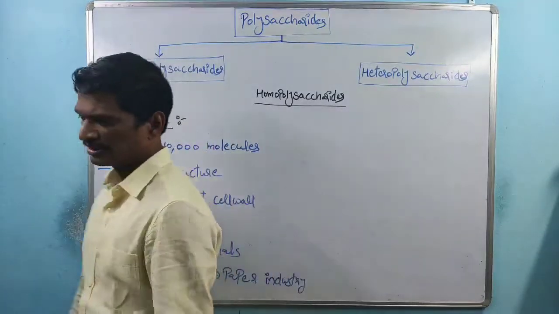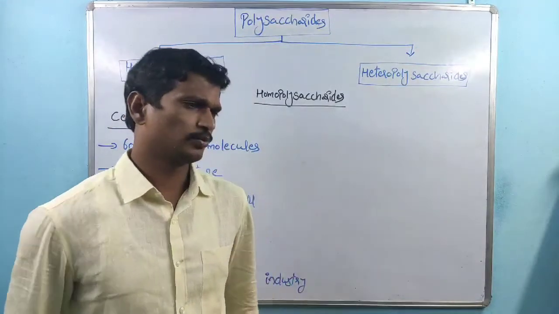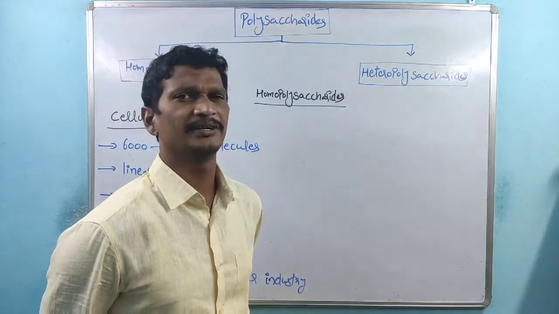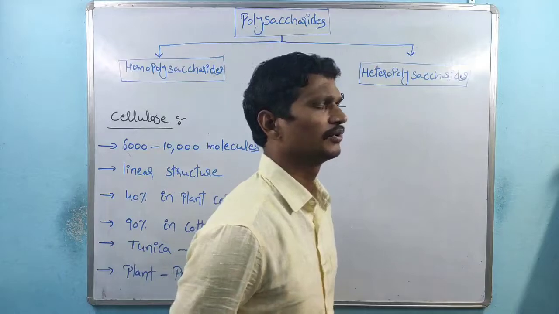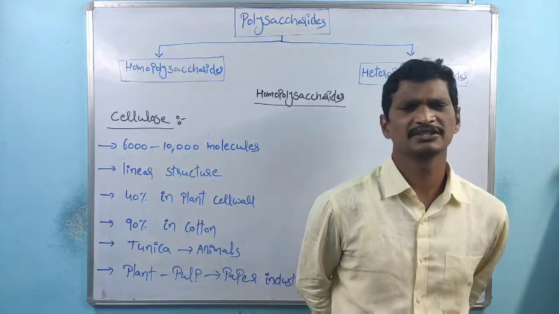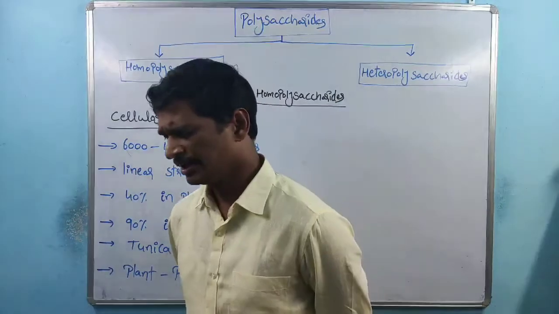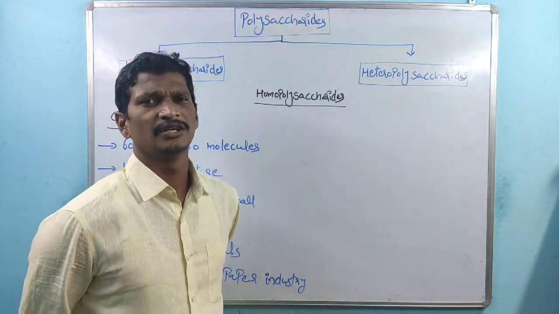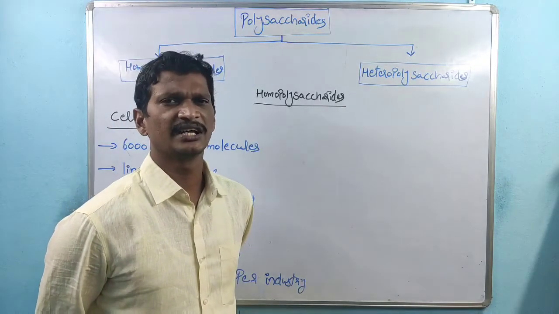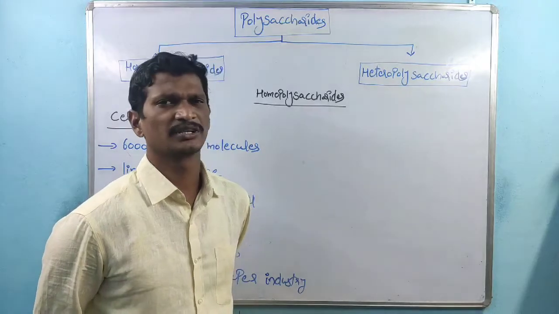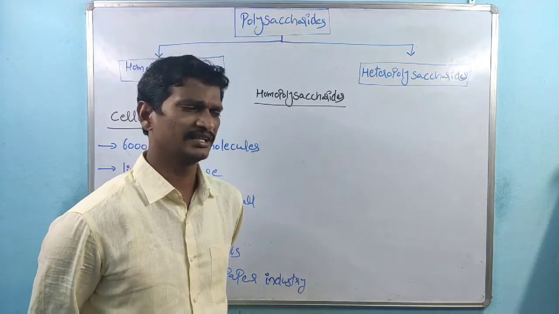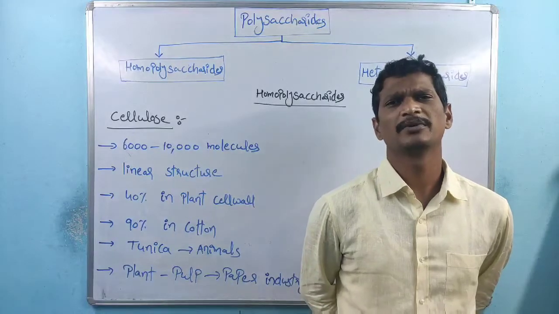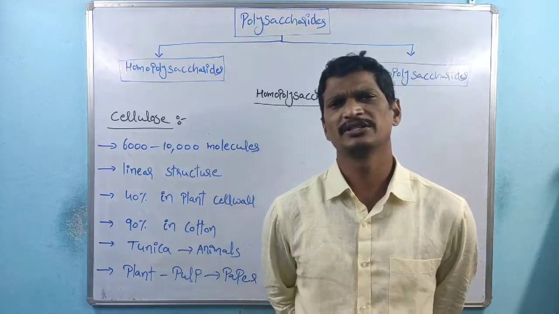Coming to the next topic, the polysaccharides. We know polysaccharides means many monosaccharides are combined by the glycosidic bond, which forms the polysaccharide structures. These are also huge structures, right? See, again here two types of polysaccharides are there. If these are made up of a single type of sugar or the same sugar, they are called homopolysaccharides. Another one is those made up of more than one type of sugar. These are called heteropolysaccharides.